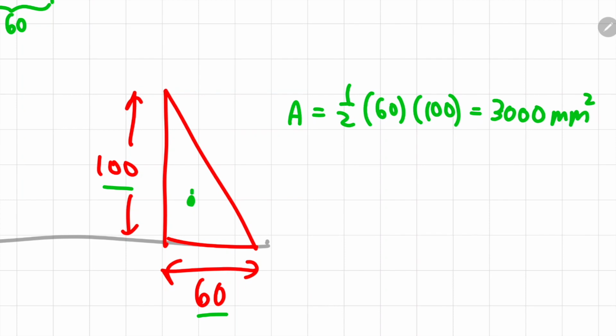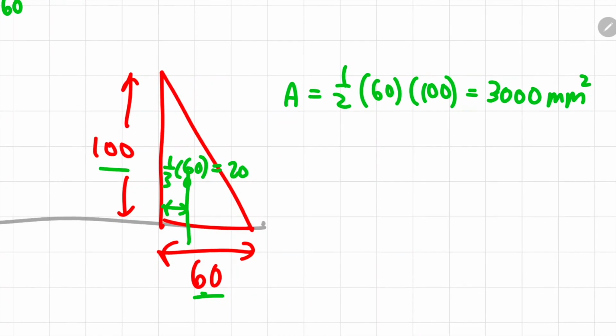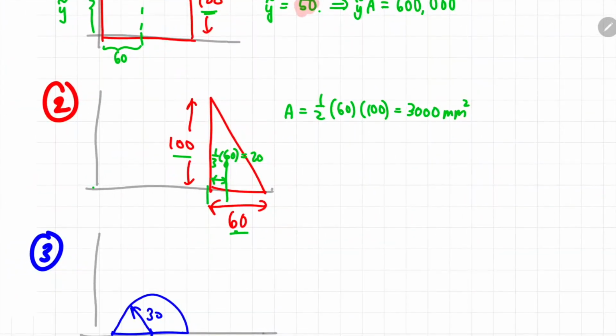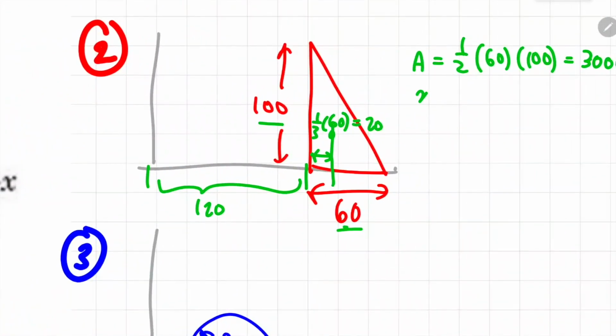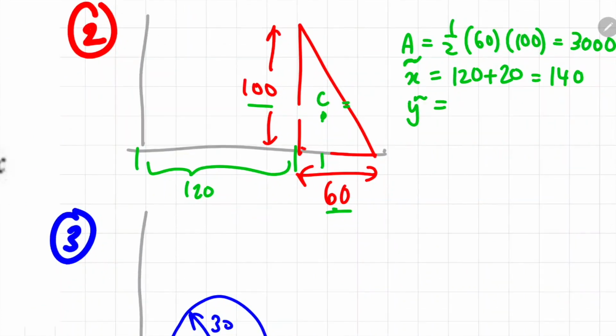The x curve, the position of the centroid, would be 1/3 from the length of 60. So 1/3 of 60 would be 20 mm. But don't forget the x curve is actually a coordinate. So 20 mm plus the distance from the origin, which is 120, so the x curve would be 140. And then the coordinate of the centroid along the y curve would be 1/3 of 100. I'll just leave the answer as it is.